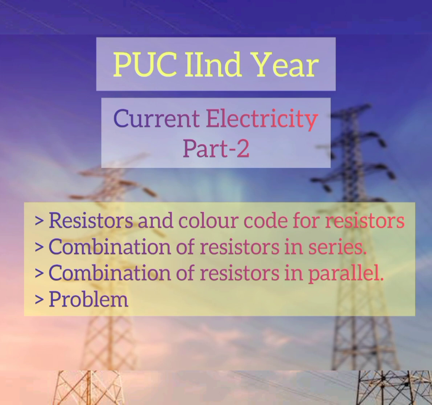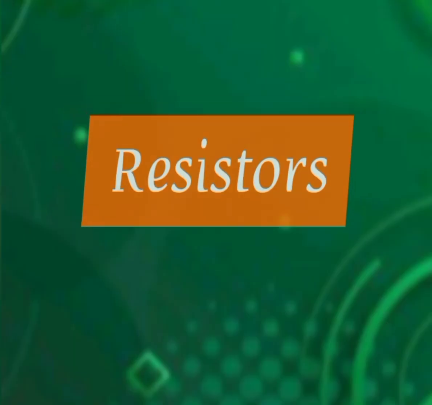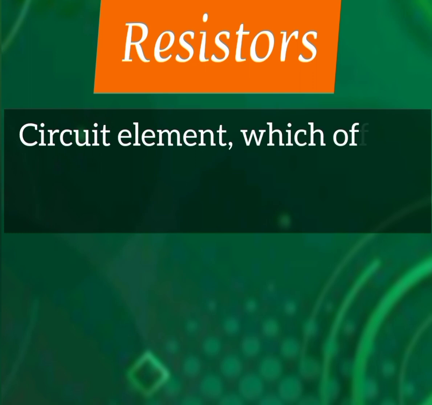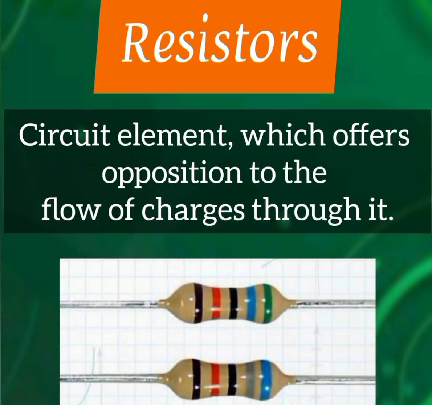In this video, we are going to study some important 3 marks and 5 marks derivations from the same chapter. First of all, what we have to know about resistors. Resistor is a circuit element which offers opposition to the flow of charges through it.